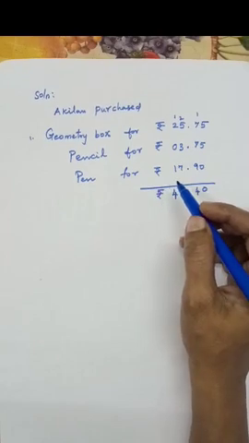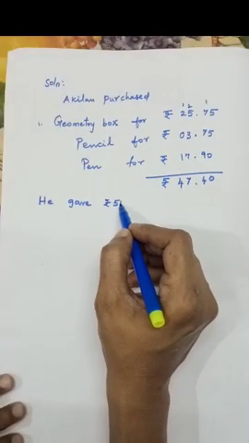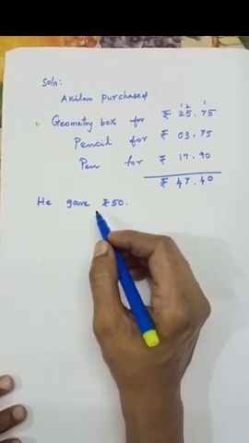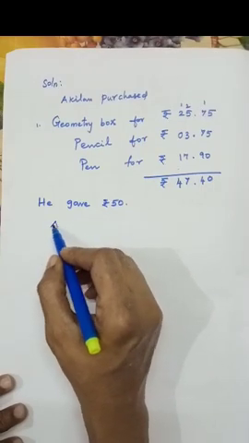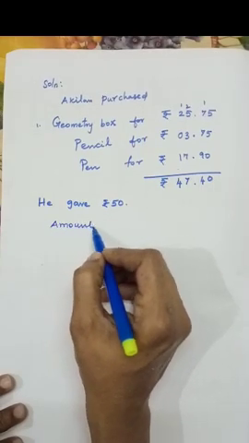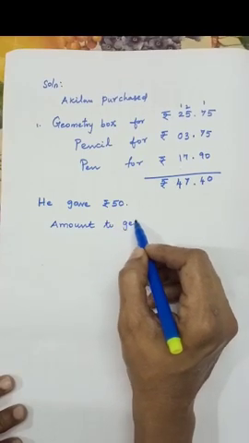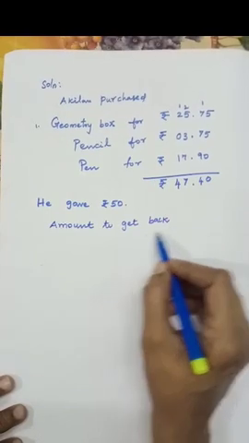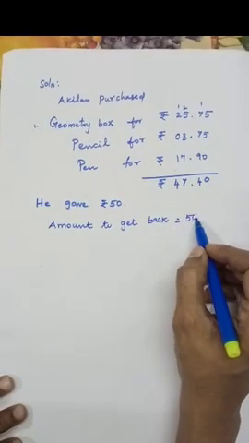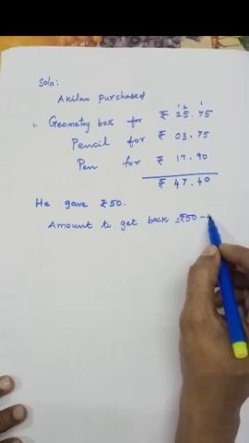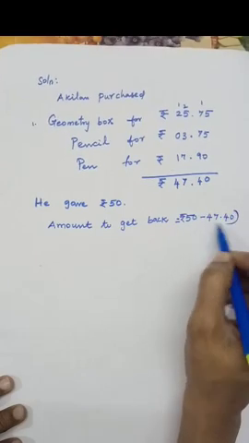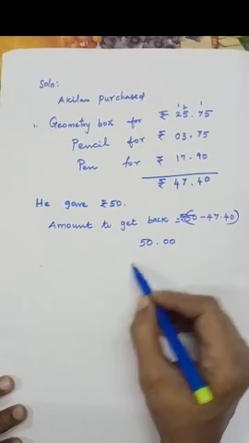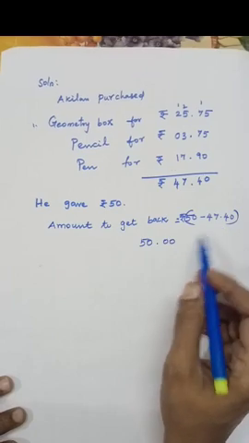But he gave rupees 50. How much does he have to get back? Amount to get back. How to calculate this? 50 rupees minus 47.50. You subtract and say 50.00. You have to make this a like decimal.